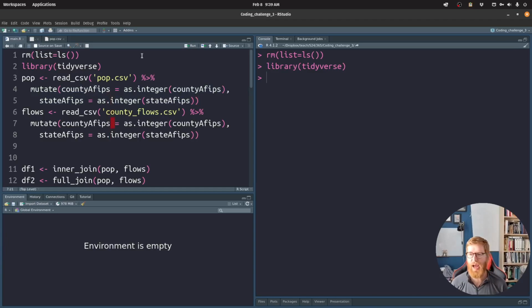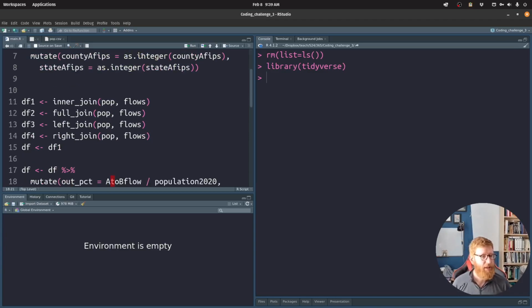And after this, I'm going to go back and redo the base R version, because that's probably what most of you are going to be doing at this point. So same thing for flows. We import the data, we convert the codes for state and county to be numbers instead of text. And then we've got a bunch of joins.